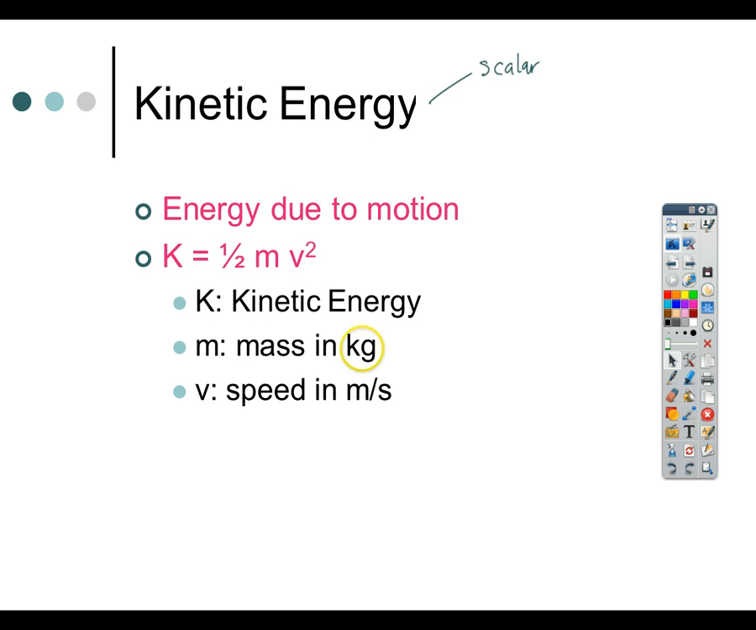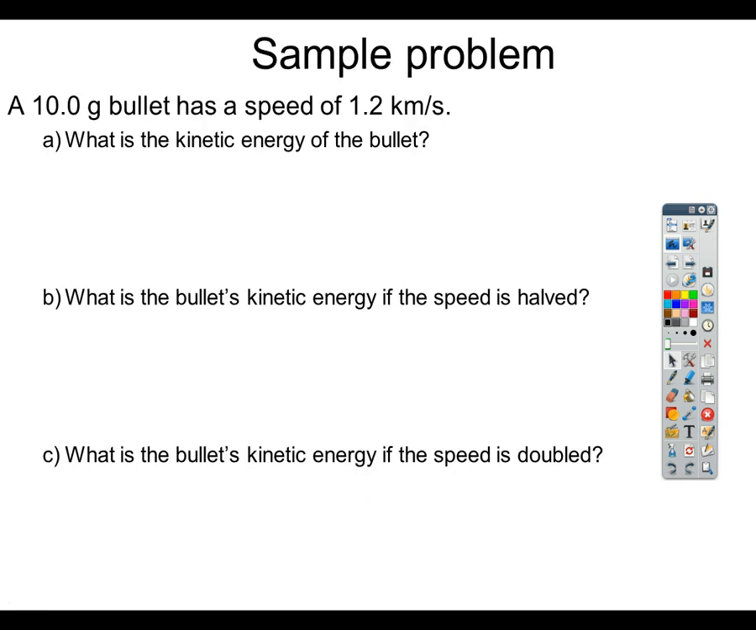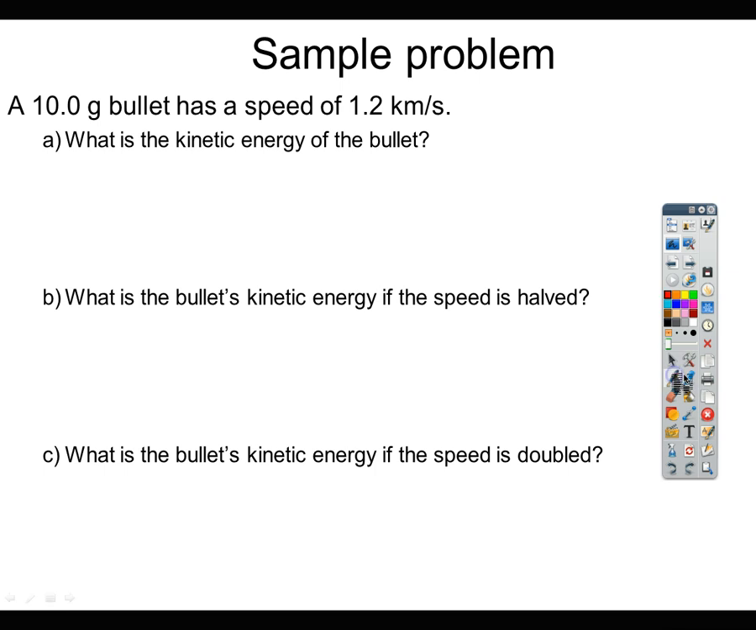Make sure that everything is in kilograms, meters, and seconds before you begin, because if it's not, you'll have a lot of trouble. The unit, just like it was for work, is joules. So we're going to look at the relationship between kinetic energy and work in just a second. Here's the first example problem. We have a 10-gram bullet that has a speed of 1.2 kilometers per second. They want to know what is the kinetic energy of the bullet.